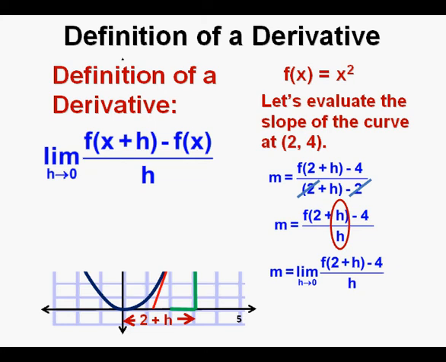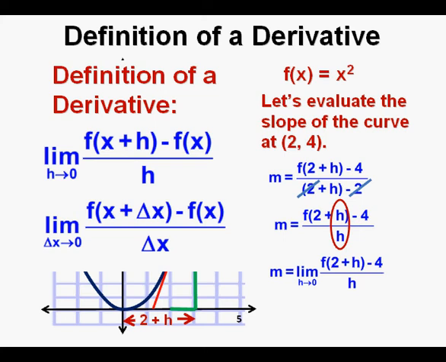When you see the limit of a denominator going to 0, just try not to be intimidated. Even though I've used h, delta x can be used, and here is the delta x form of the definition of a derivative. It's the limit as delta x goes to 0 of f(x + delta x) minus f(x) all over delta x. Don't be intimidated. We'll go back to the problem we've been working on, and that's to evaluate the slope of our curve at the point (2, 4).